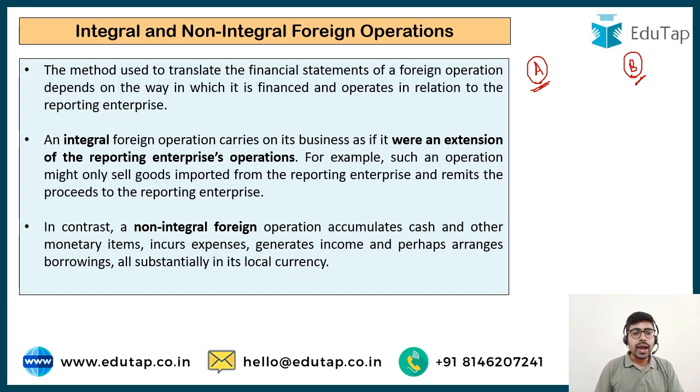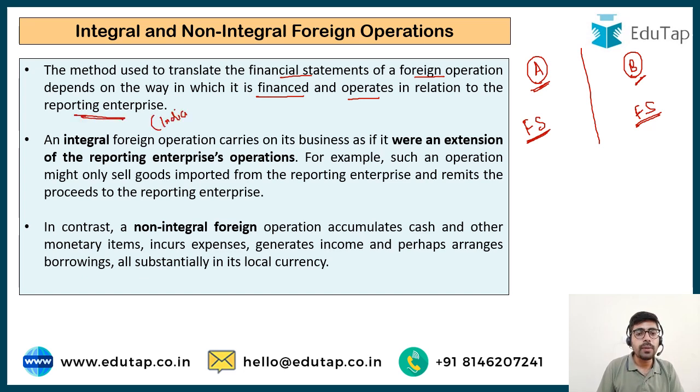So it says that the method which is used to translate the financial statements of a foreign operation, there are two types of foreign operation: foreign operation A, foreign operation B. We are going to have financial statements for each. It depends on the way in which it is financed and operates in relation to the reporting enterprise. Reporting enterprise is nothing but the Indian company. So we are going to see the relationship of the foreign company with the Indian company.